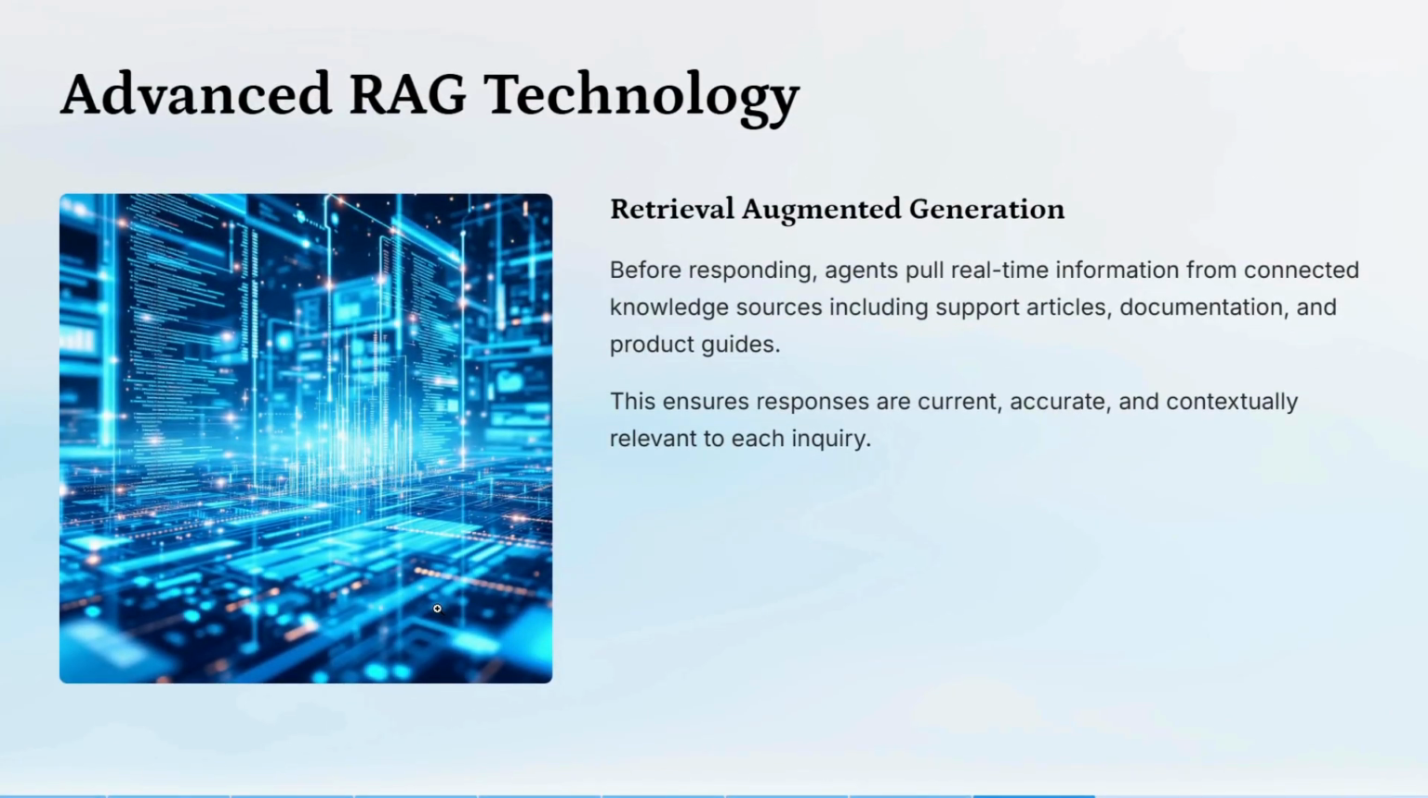Now, this Atlas engine also uses RAG technology. What is RAG technology? It stands for retrieval augmented generation. Before responding, agents pull real-time information from a connected knowledge source, including support articles, documents, and product guides. This ensures the response is correct, accurate, and contextually relevant to each query.